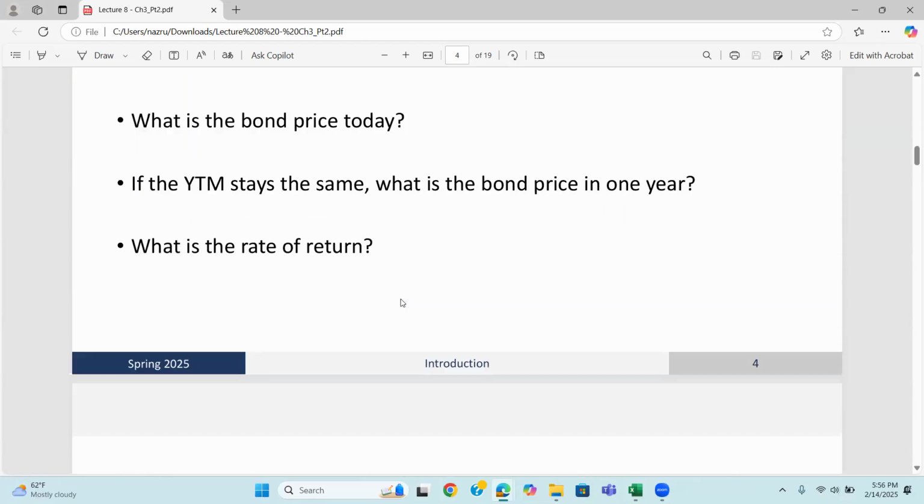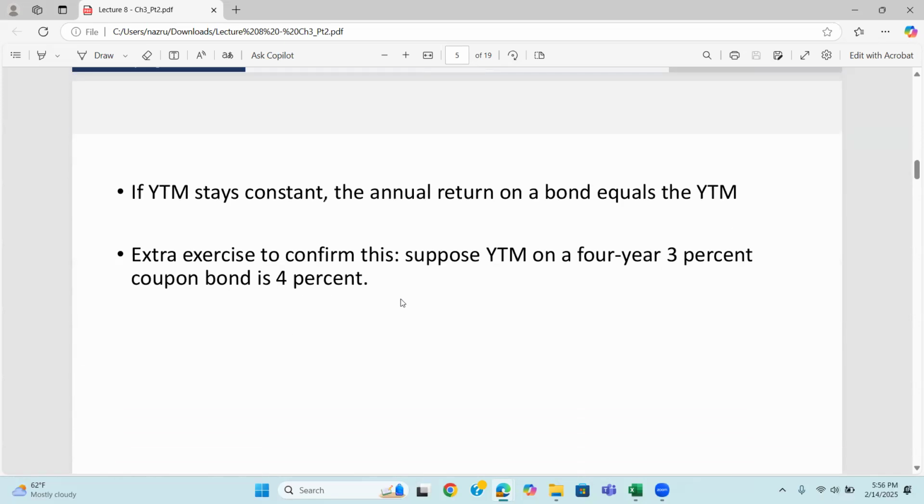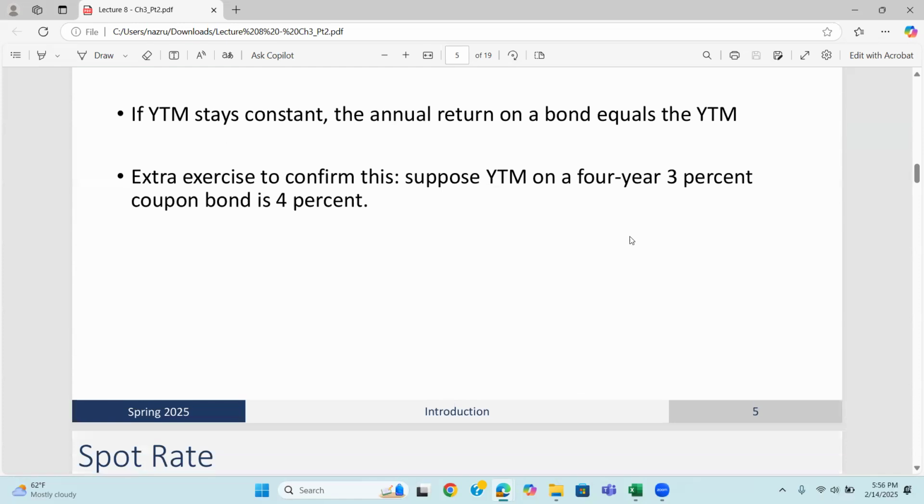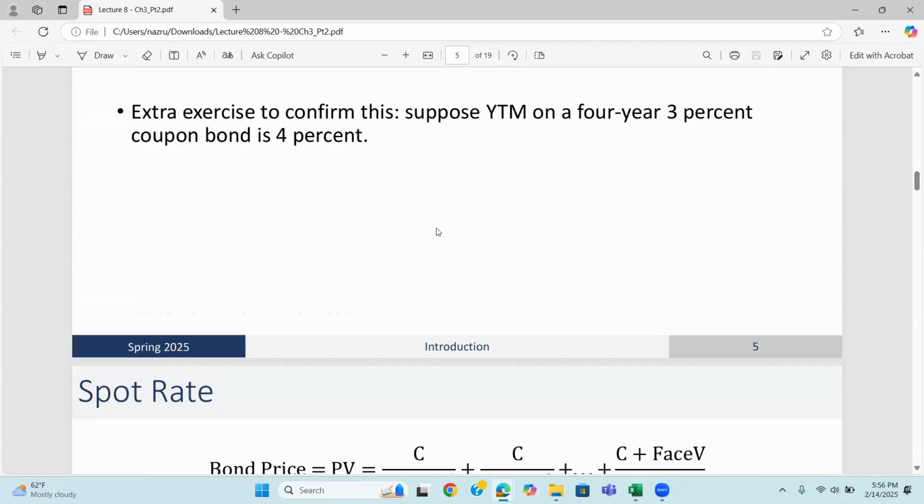All right. So you can try this one on your own. If there is a 3% coupon bond, like YTM on a 4 year, 3% coupon bond is 4%. And if you have any problem doing that, feel free to reach out to me. We can discuss this in our office hour.